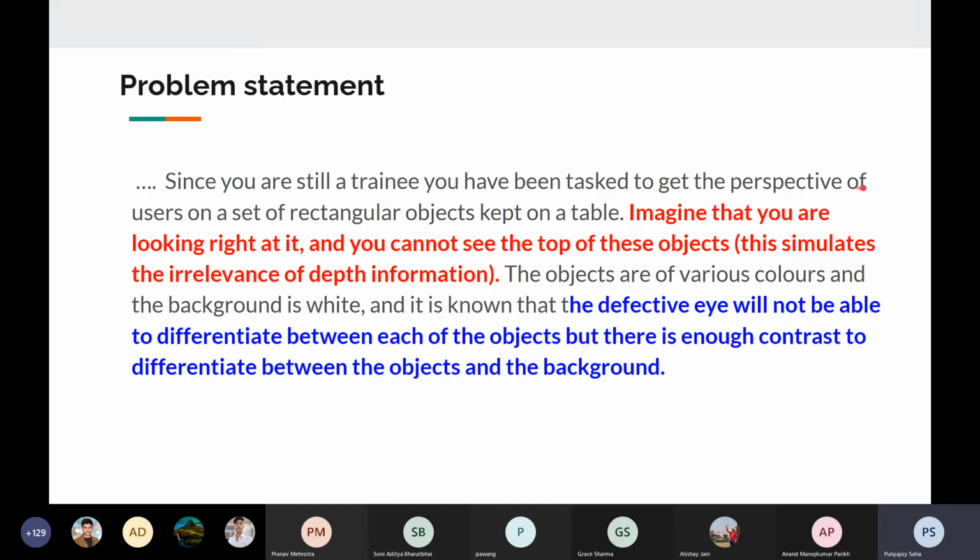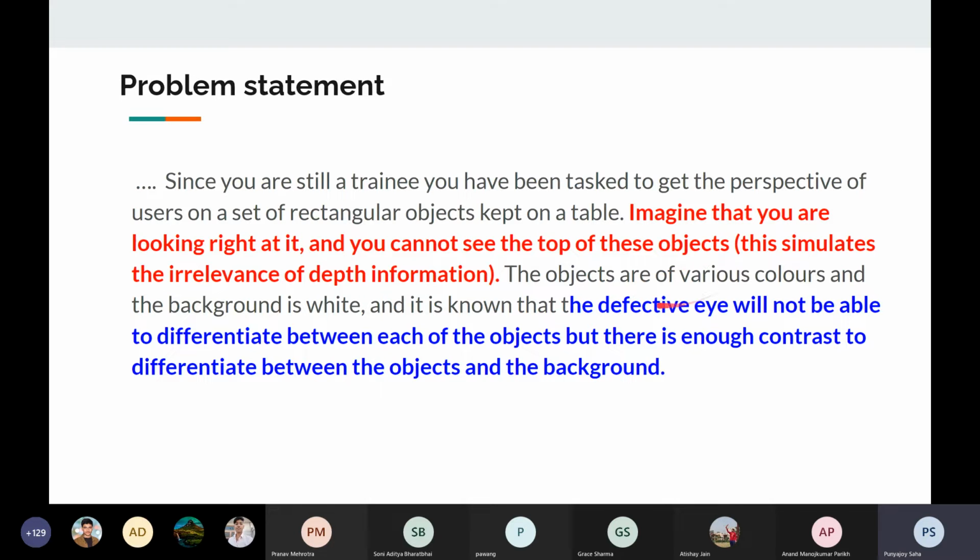So you have been tasked to get the perspective of these users on a set of rectangular objects. And one of the constraints is that you are looking right at the objects and you can only see the top of these objects. So there is no information about the depth of the objects, so to you it appears like they are 2D objects.